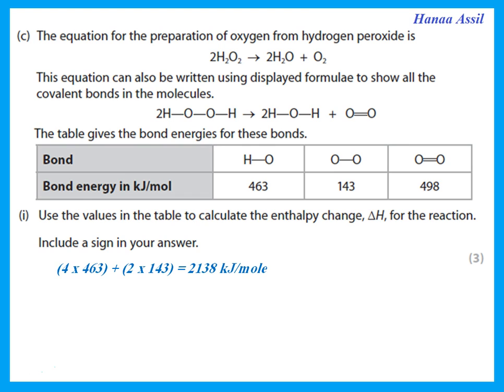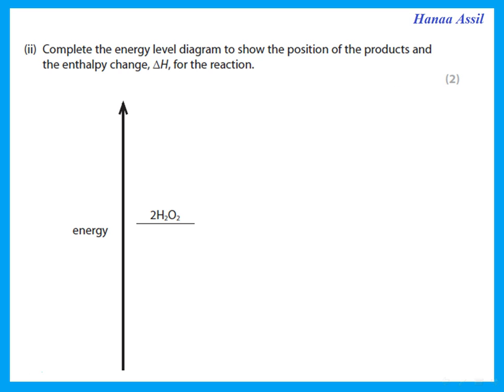Then I look at the products. After the arrow, what do I have? I have 4 OH bonds and 1 O double bond O. So that is the energy released when the bonds are formed in the product. Now, the delta H is the reactants minus the products. So this gives a total of minus 212 kilojoule per mole. Of course, if it is a negative number, then you should realize that this is an exothermic reaction.